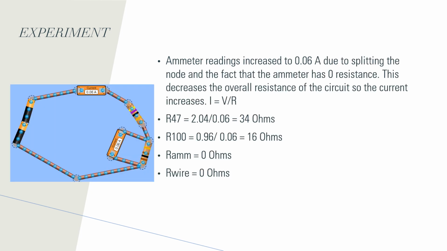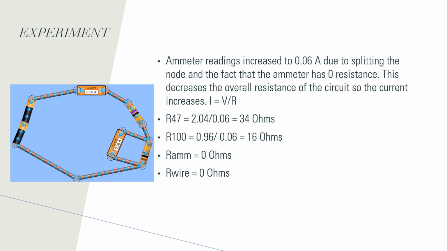Here's my model of the third circuit system. Here I place an ammeter parallel to the 100 ohm resistor, and the current reads a little bit higher at 0.06 amps due to splitting the node, and the ammeter has 0 resistance, so the overall resistance of the circuit decreases, so the current actually increases.